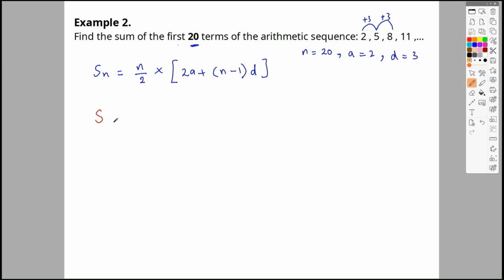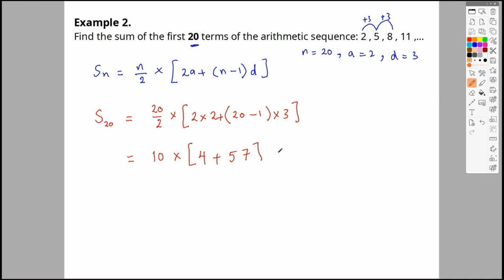So S20 equals 20 over 2 times 2 times a, that means 2 times 2, plus n minus 1, 20 minus 1, times d, which is 3. 20 over 2 is 10, times 2 times 2 is 4, plus 20 minus 1 is 19, and 19 times 3 is 57. That equals 10 times 61 equals 610.